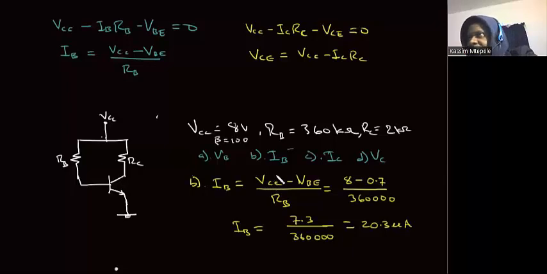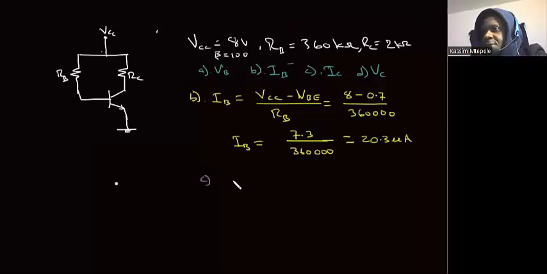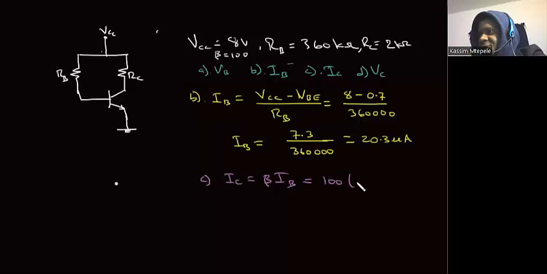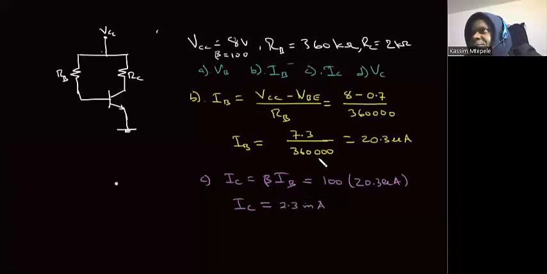So from there, we can calculate part C, which says we know that IC equals beta times IB, which will be 100, because we are given the beta of 100, times 20.3 microamps. This will give IC equals 2.3 milliamps. So I already have part C.